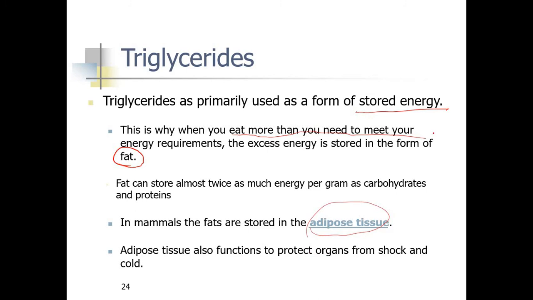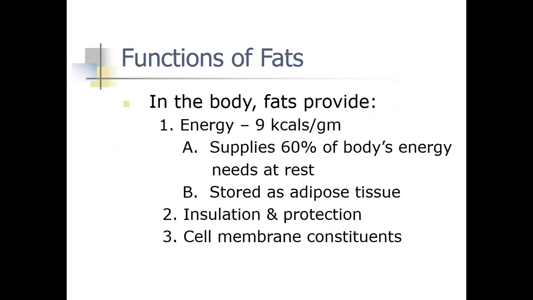A function of adipose tissue, class, is that it protects organs from shock and cold. Because, as we say, if you are fat, you will not easily feel cold. It's actually because of the presence of fats in your adipose tissue. In the body, fats provide 9 kilocalories per gram. They supply 60% of the body's energy needs at rest. And they also function as insulation, and as cell membrane constituents.